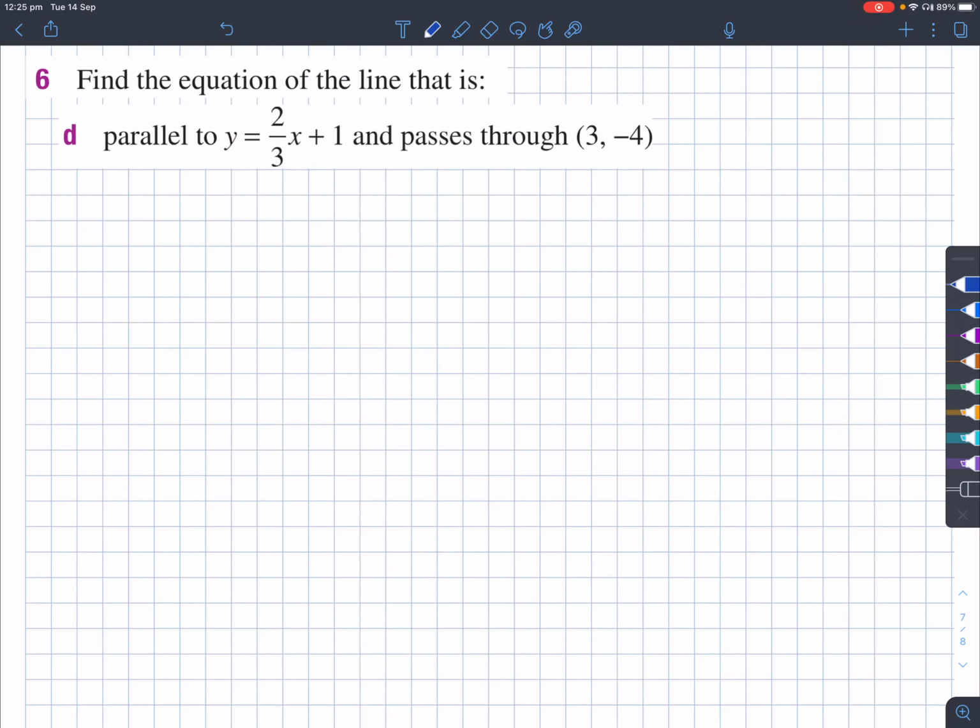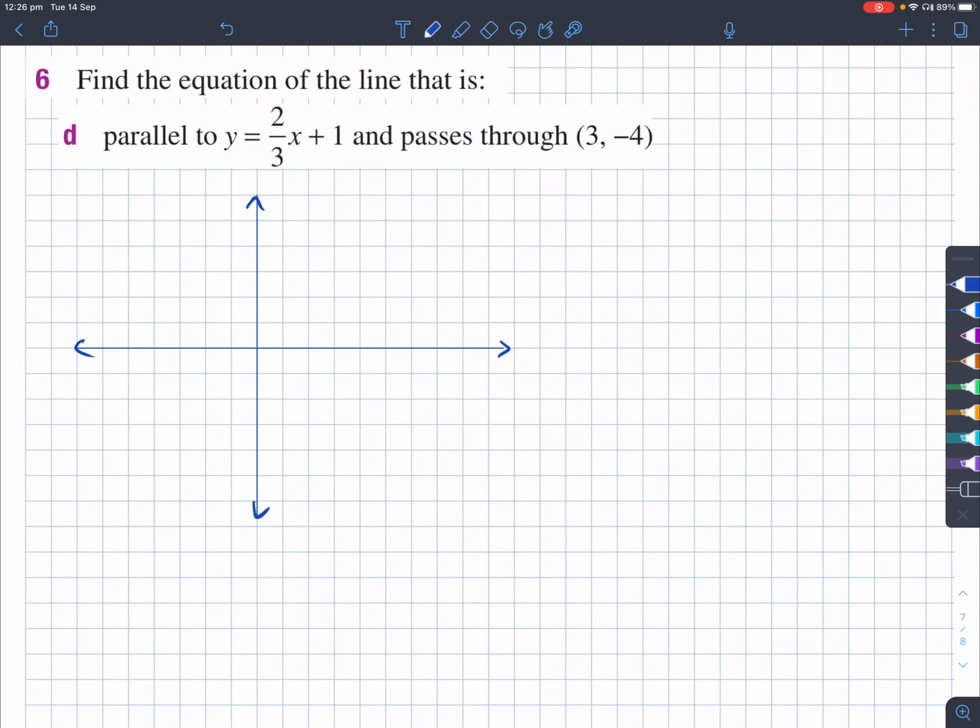Okay, let's have a look at this question where we've got to find the equation of the line that is parallel to y equals 2/3 x plus 1 and passes through (3, -4). If I was to do this really carefully, and this part you don't have to actually write down because I'm just explaining the context, there is a line that is y equals 2/3 of x plus 1. How does that actually look?